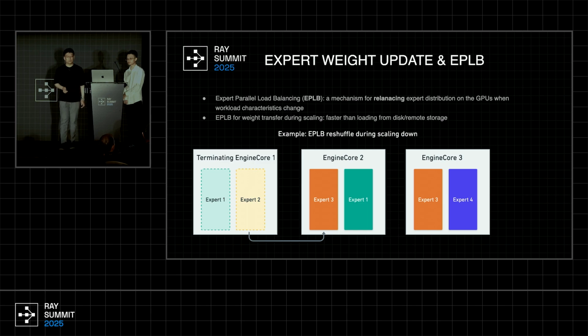So here's an example where we do an EPLB reshuffle during scaling down. Let's say the first engine core is going to terminate, and there are some expert weights on this engine core. We first determine a global picture of all the experts and deduplicate the experts. And then we do a reshuffle so that the necessary experts are moved to other engine cores.